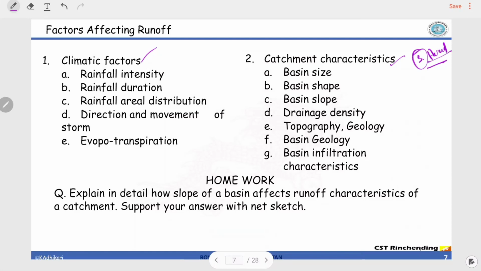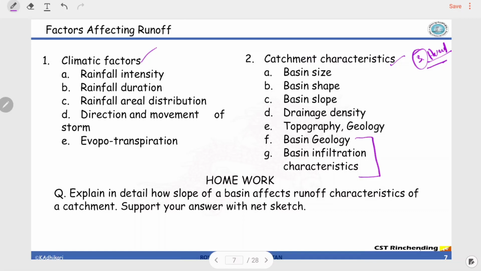If we go by the climatic factors, the rainfall intensity, the rainfall duration, and the areal distribution are the factors that can affect the runoff. Now for catchment characteristics: the basin size, basin and catchment being one and the same thing, the basin shape, the basin slope, drainage density, topography, and the infiltration characteristics. We also call these geomorphological characteristics. Basin geology and these factors together, we can call basin geomorphology.